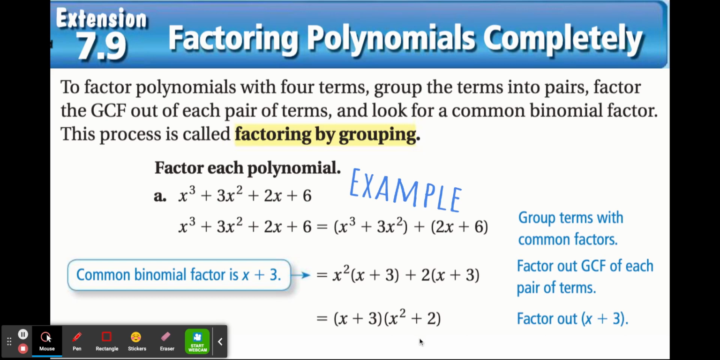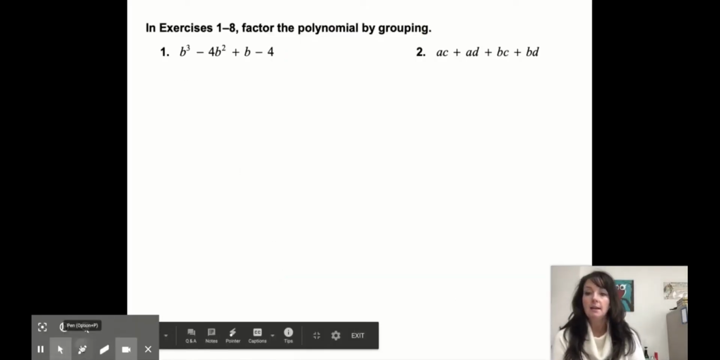So let's do several examples of that, and then we'll do a summary of all the different methods of factoring, and then we'll be done with this chapter. And here we go. So let's give it a try.